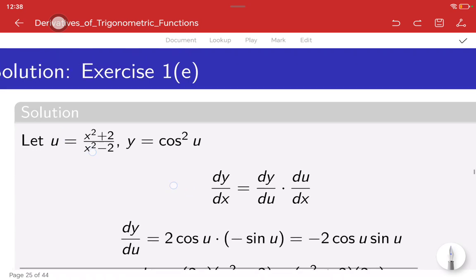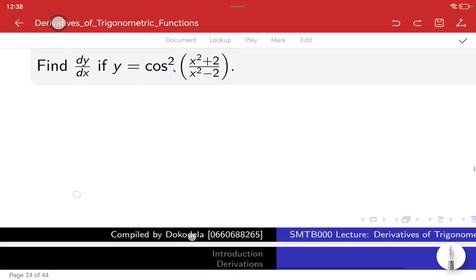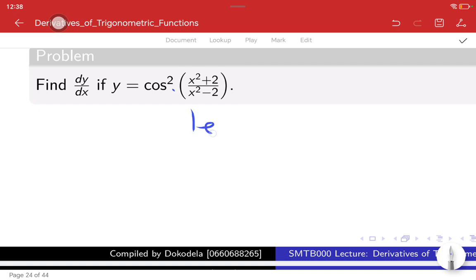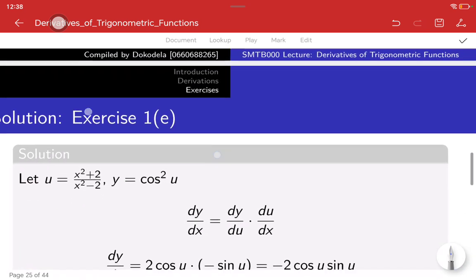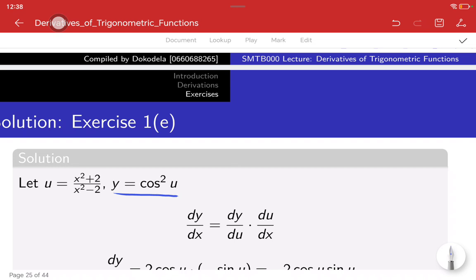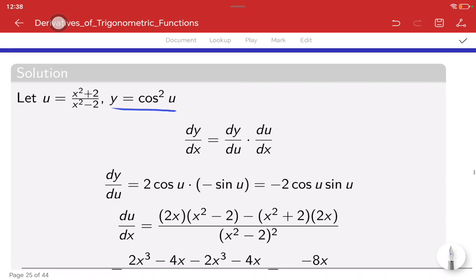Or it's best to use u substitution. You see here what I did, I used u substitution. You let this inside be u. Let u be equal to x squared plus 2 all over x squared minus 2. This simplifies things, so that you are left with this problem to be like this, because deriving this would be simple. When you derive cos squared u, you just drop the 2 and subtract 1 from the exponent. So you're left with 2 cos u times the derivative of the inside.